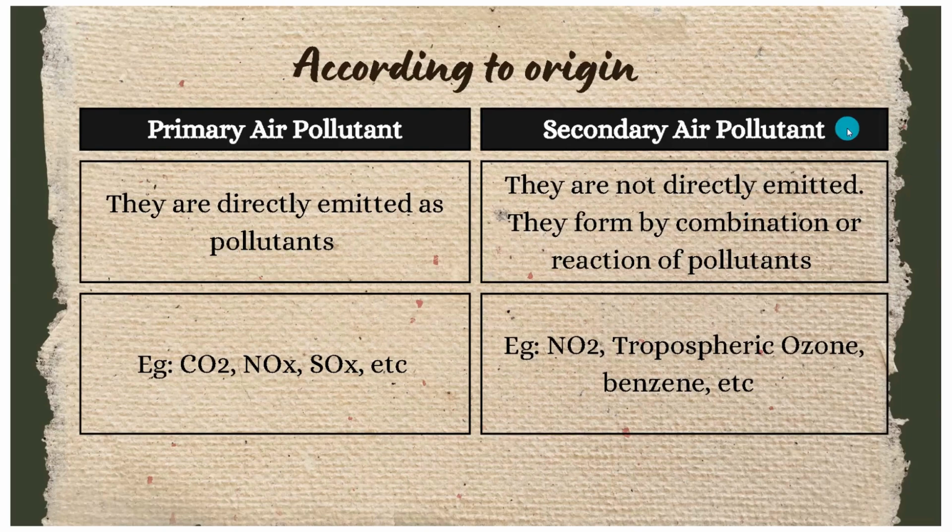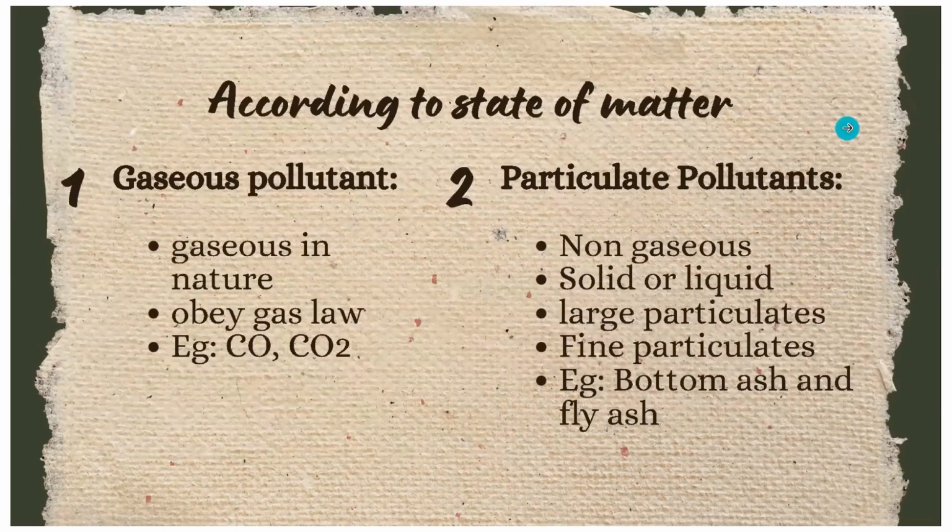Moving ahead. Yes, this is according to state of matter. According to state of matter, it is divided into two types, that is gaseous air pollutants and particulate air pollutants. ठीक है? What are gaseous air pollutants? Gaseous in nature, right? They obey gas law. इसका example है CO हो गया, CO2 हो गया.